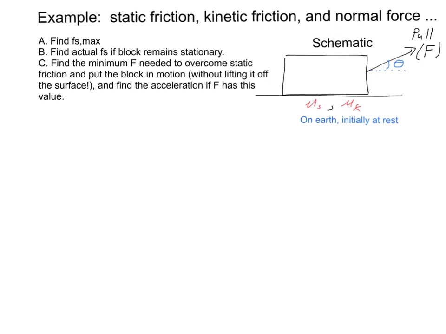We want to find the maximum magnitude that the force of static friction can have on the box in this configuration. We also want to find the actual static friction force magnitude in the event that this box is remaining stationary, that is, if this F is not large enough. And then finally, we want to find the minimum magnitude of this pulling force F needed to overcome the static friction and put the box in motion if it is in fact pulling at this angle theta above the horizontal. And in that situation, we want to find the acceleration of this box.